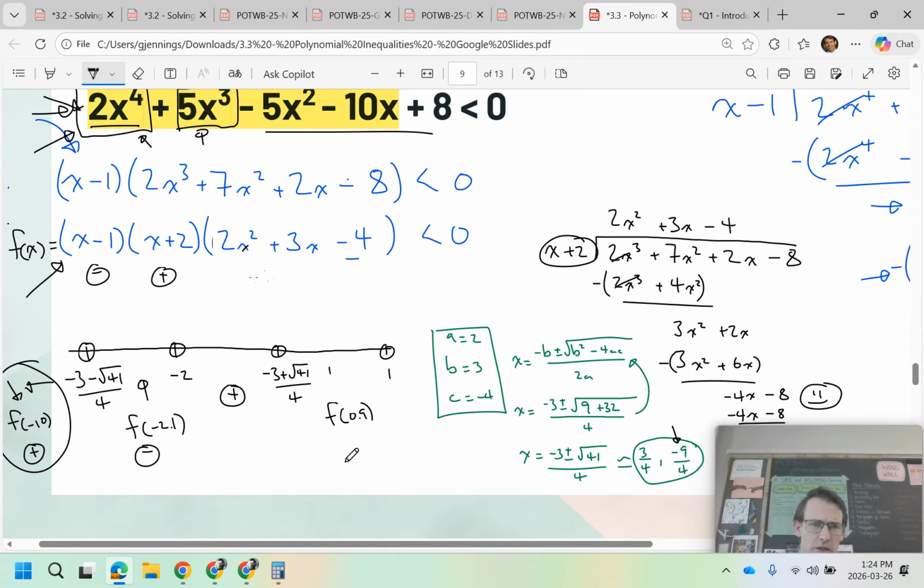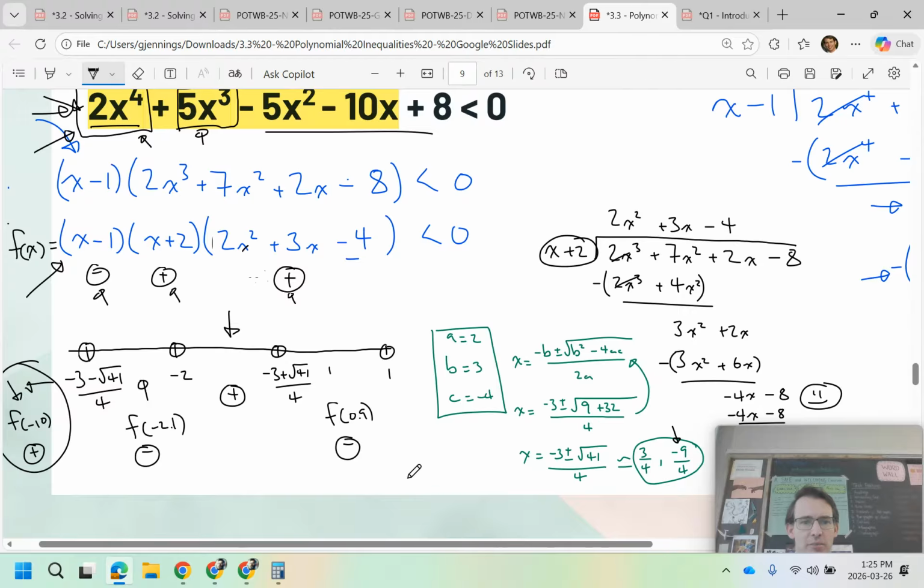Why are we positive in there? Oh yeah, we're positive in here. Yeah, so we know this is positive, so we have negative times a negative times a positive. So we are in fact negative in this interval.